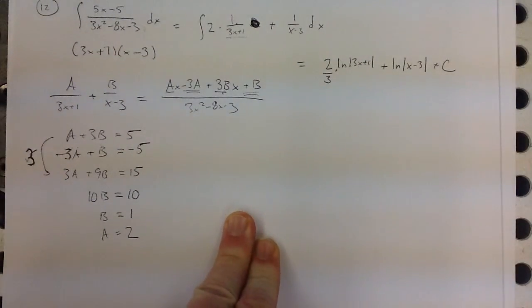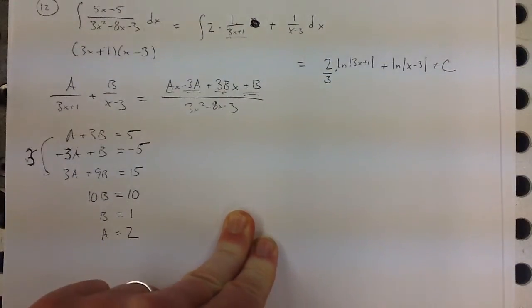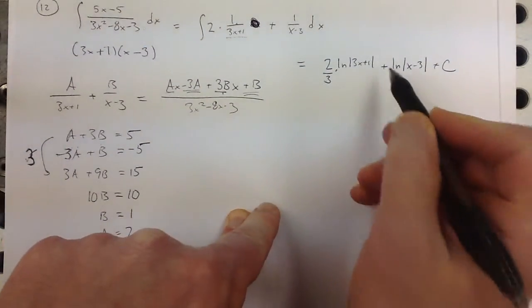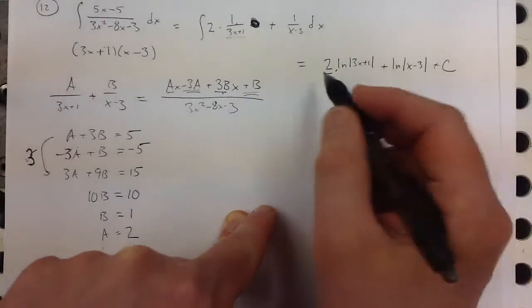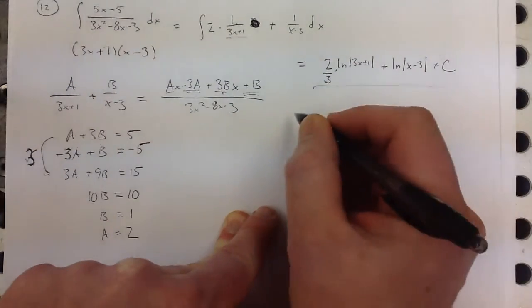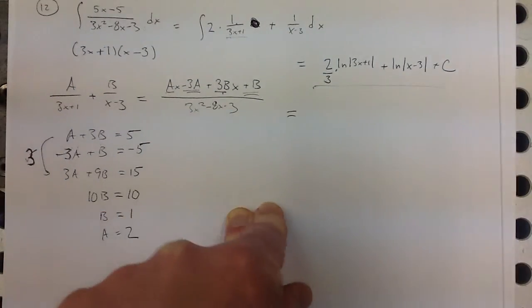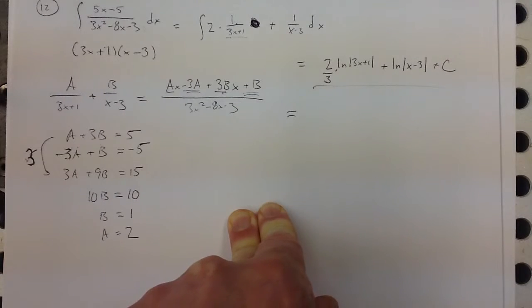So about simplifying this, because this has a 2/3 in front of it and this doesn't, we might be inclined to leave it like that. I think I would be inclined to. Let's see what the book does, actually. Yeah, the book left it like that.